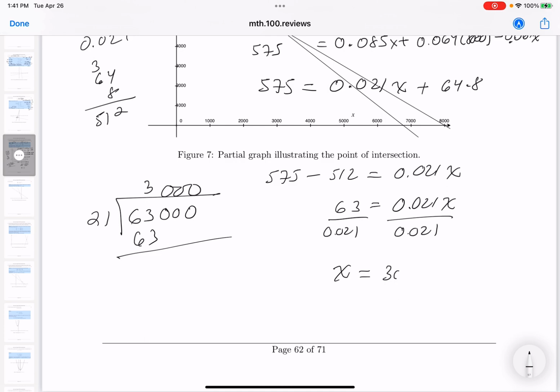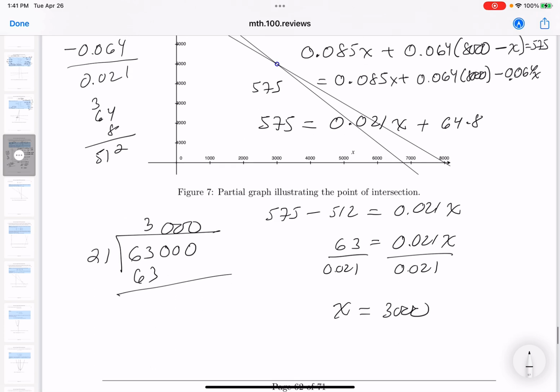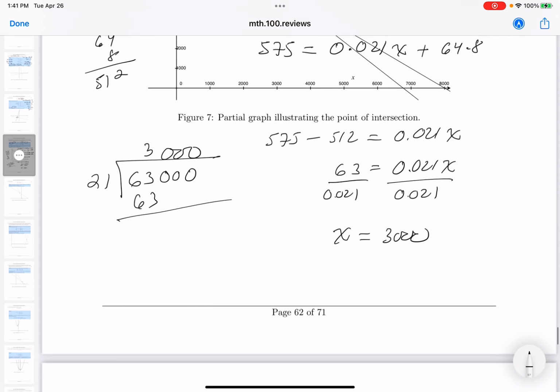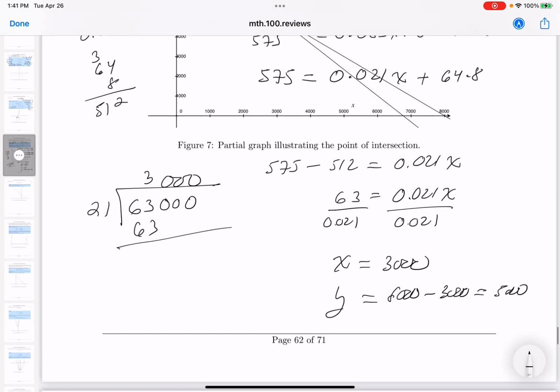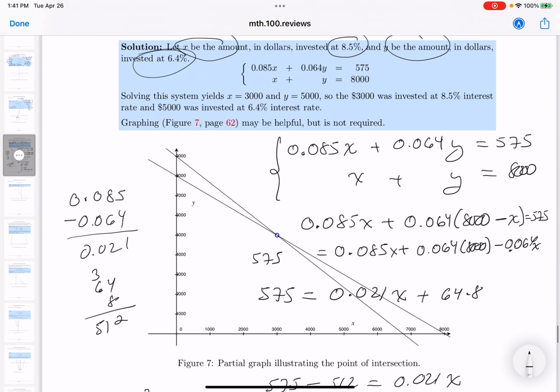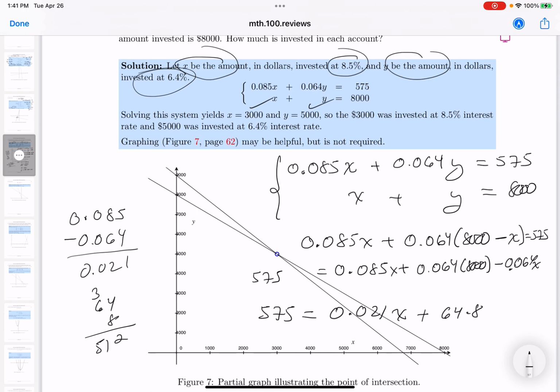So what's x equal to? X is 3,000. And what's the y equal to? Well, the sum of them has to be 8,000. So the y is going to be 8,000 minus 3,000, which is 5,000. All right? So what do we know now? We know x is 3,000. We know y is 5,000. All right? And what was x? It was the amount invested at 8.5%. So $3,000 was invested at 8.5% interest, and 5,000 was invested at 6.4% interest.